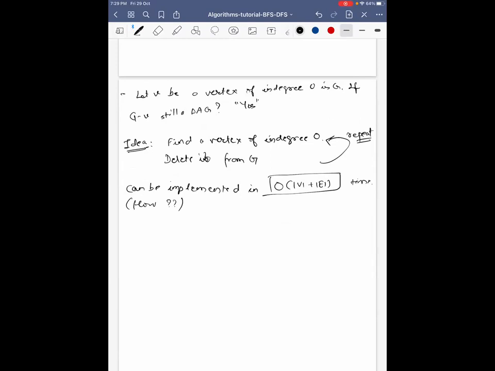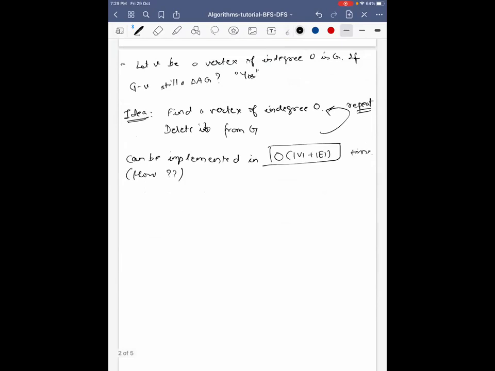Yeah, try this. Now there is another way of coming up with a topologically sorted order, which is using depth first search. So can you think about a way of coming up with a topologically sorted order using DFS? By the way, it will be just a single run of the DFS. Okay. So it will be in linear time.